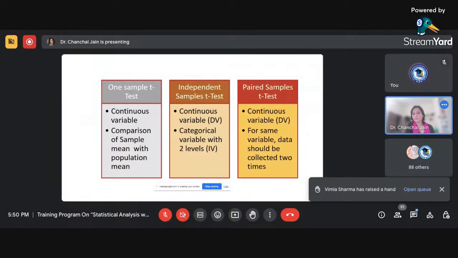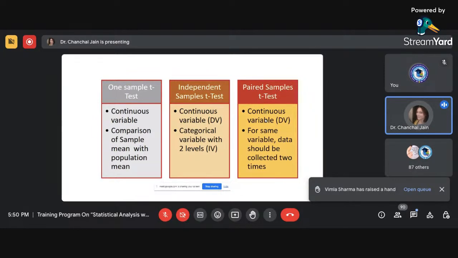This is experimental then, ma'am, but yes, we can say that generally when we are using the experimental research design, in the medical field we can opt for the paired sample t-test. Even in academics we can apply this.